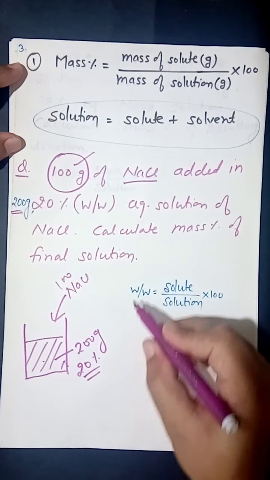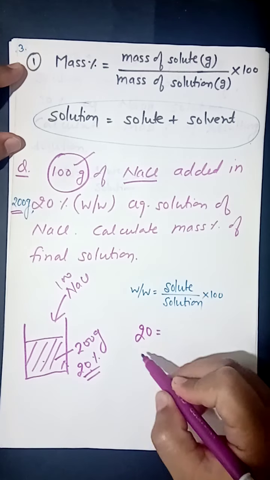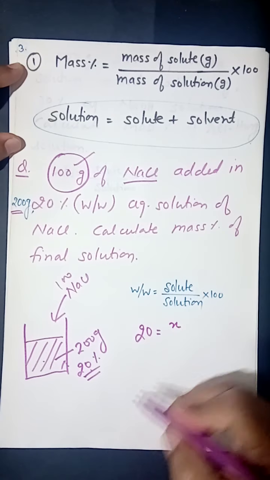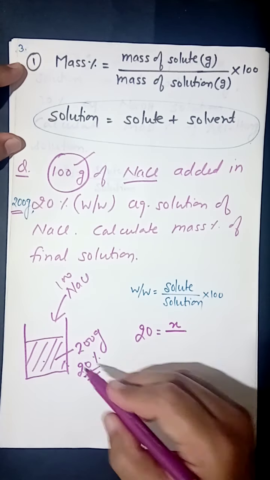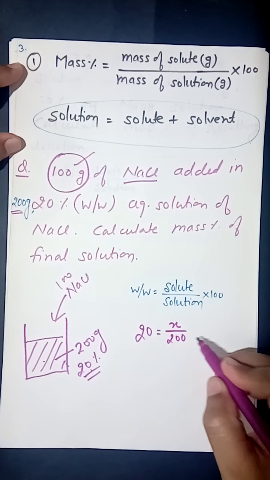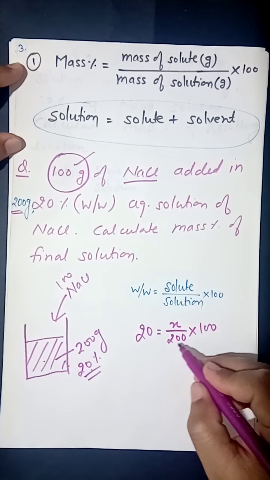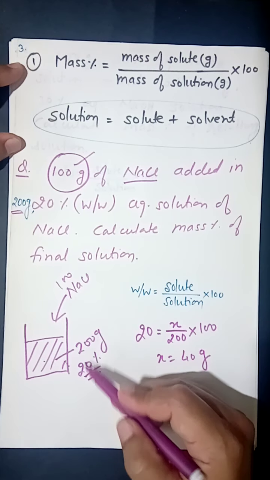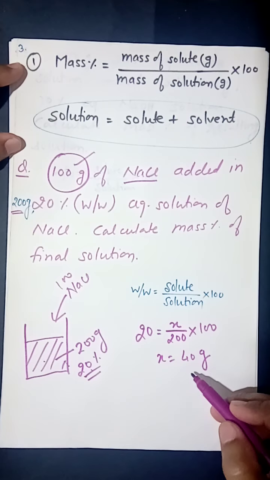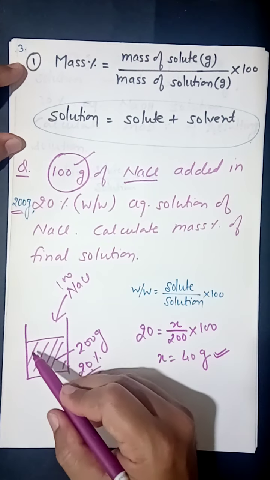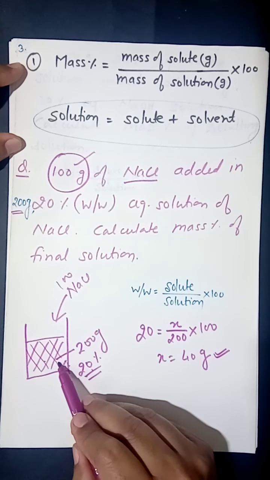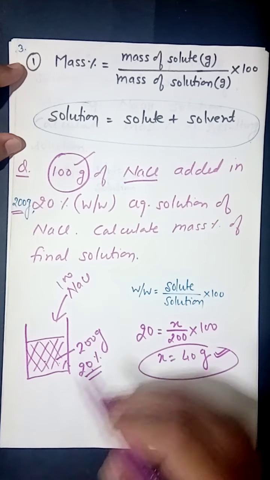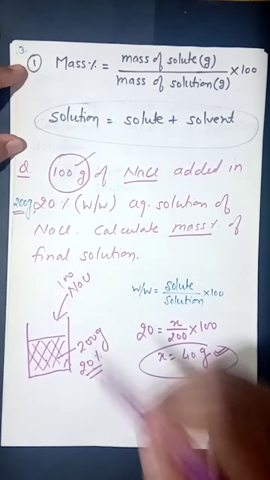Now mass percent is 20 as per the question. Mass of solute, which is NaCl, we need to calculate here. Let it be X. Mass of solution is 200 gram, the initial solution, into 100. Now when you solve for X, it is equal to 40 gram. Simple mathematics, 20% of 200 is 40. So I calculated that initially the amount of NaCl present in 200 gram of solution is 40 gram. The question is to calculate the mass percent of the final solution.